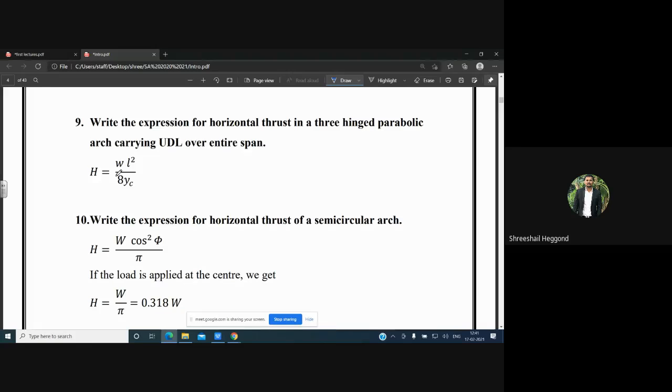This will be giving you the semicircle values. Note down this formula so that you can use it in the upcoming numericals. Both the formulas: one is when it is applied with UDL on a semicircular arch. Both equations are for the three-hinged arch only. The only difference is that one is applied with the complete UDL and one is applied with only a point load at the center of the semicircular arch. Then only the thrust can be calculated like this.